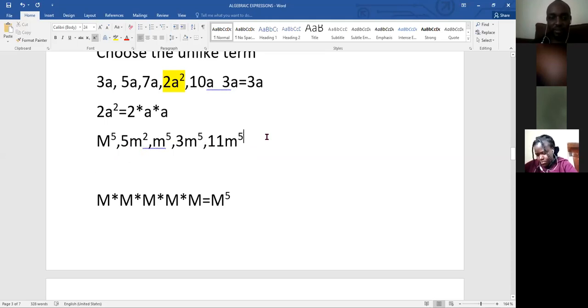5m squared. I'm just going to do this one as the last one. The others are just the same.